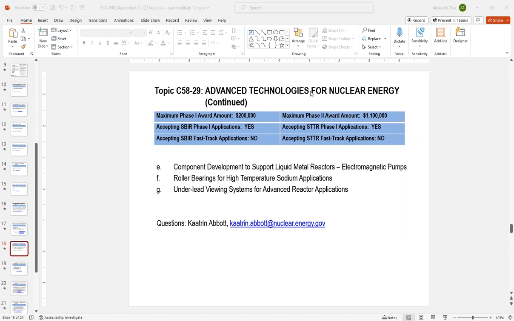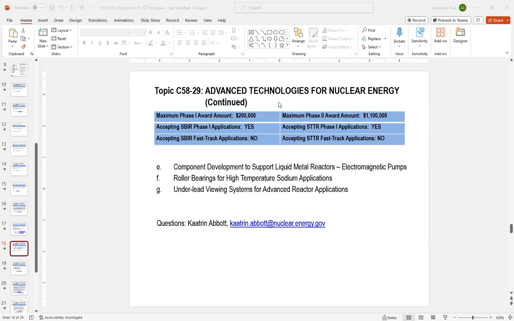The second topic is roller bearings for high temperature sodium applications. The idea here is we are looking at reducing the cost of the primary heat transport system by using advanced robotic refueling systems. They allow for a reduction in the reactor vessel size and overall reduction in the cost of the reactor. A number of these advanced reactor refueling systems use mechanisms such as gears, roller bearings, ball screws, universal joints, and other mechanical components in liquid metals at high temperatures. Potential areas of collaboration for this topic area include, but aren't limited to, the development of roller bearings for use in high temperature sodium applications.